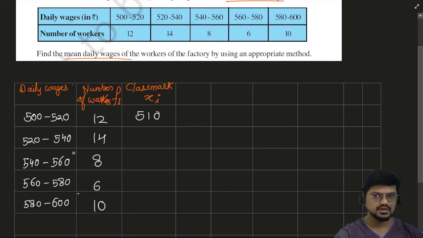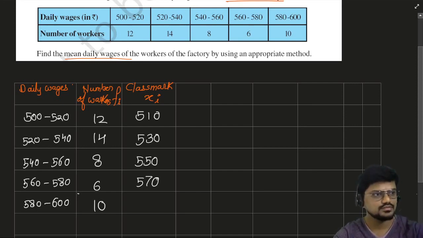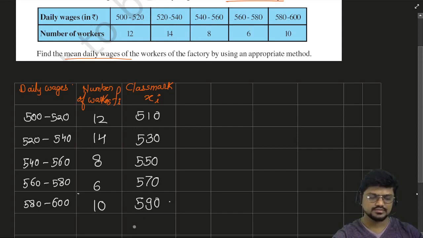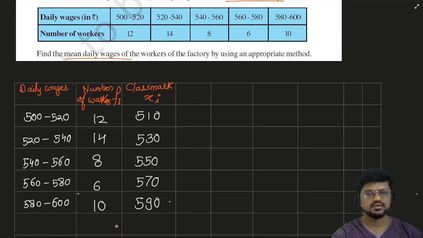Okay, similarly it will be 530, this will be 550, this will be 570, and this will be 590. Okay, this is what your class mark which you have got, right?